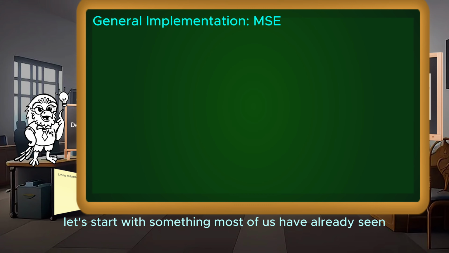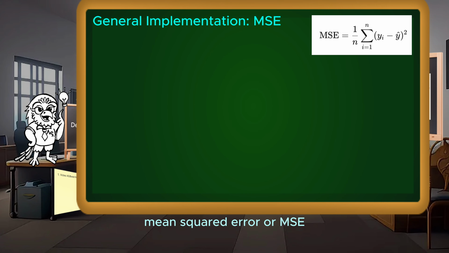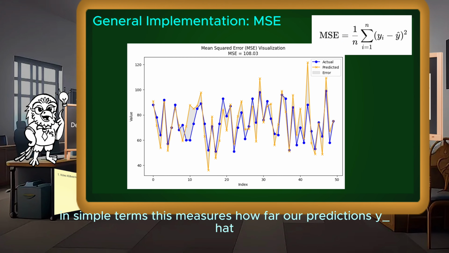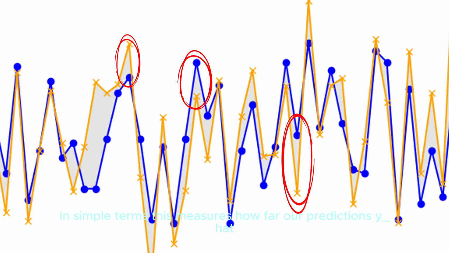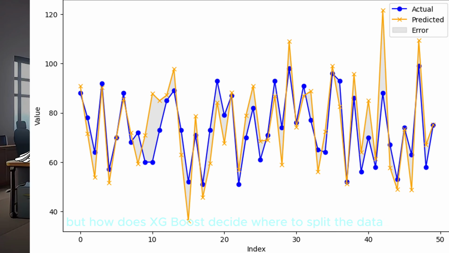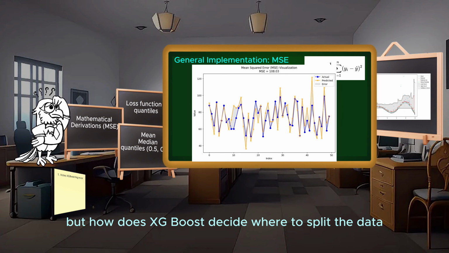Let's start with something most of us have already seen, mean squared error, or MSE. XGBoost typically uses this loss function when you're building a standard regression model. It predicts the mean of the target variable. In simple terms, this measures how far our predictions y-hat are from the actual values, y, and our goal is to minimize this value. But how does XGBoost decide where to split the data?